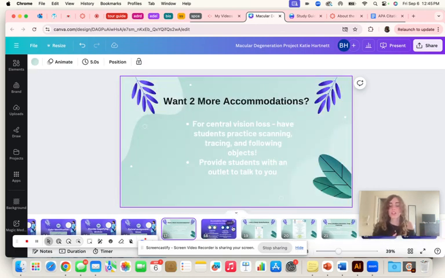So for central vision loss, you can have students practice scanning, tracing, and following objects. And you can also provide students with an outlet to talk to you. I really like this one because we did talk about emotional difficulties that students may have earlier. And I think providing them with either like a little box, a letterbox, to write out how they're feeling to you would be such a great way to help those students.